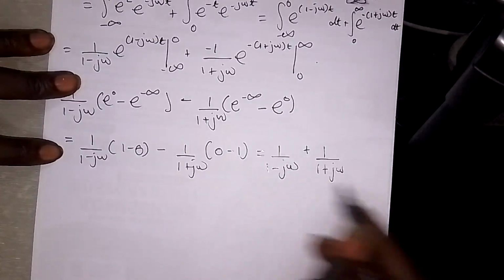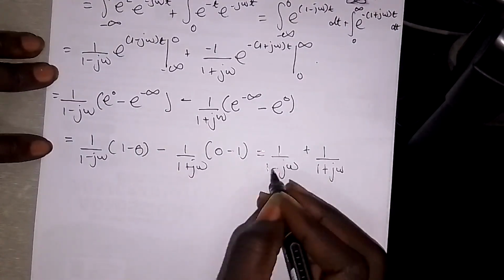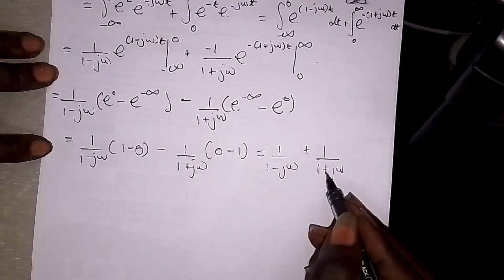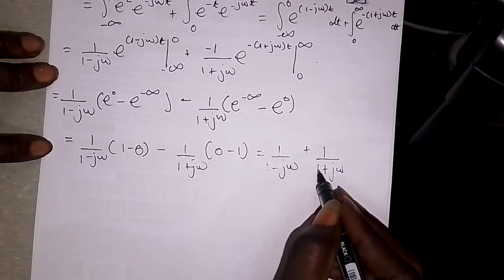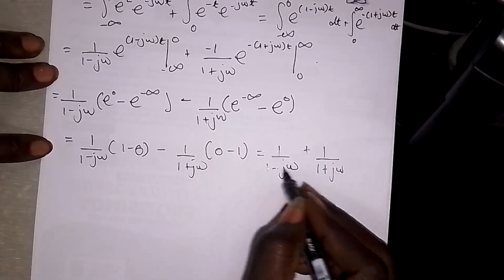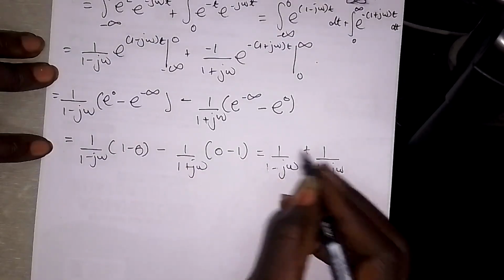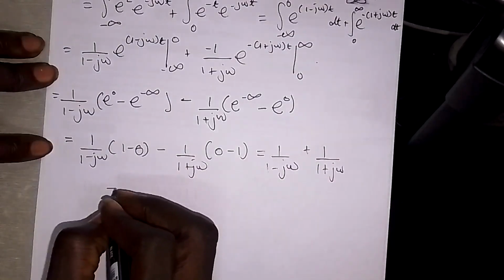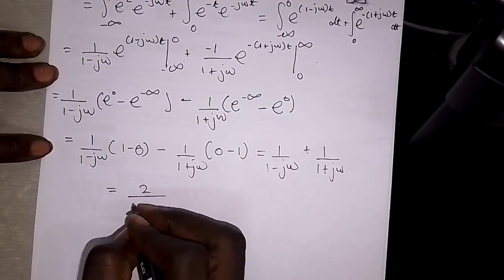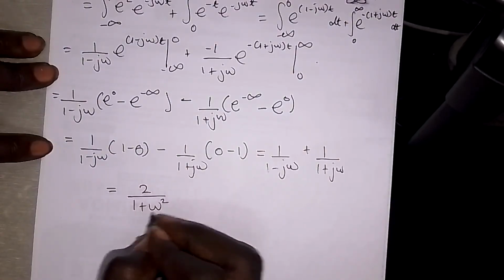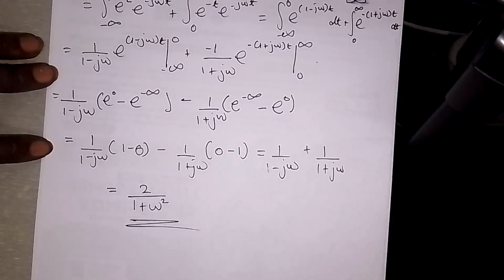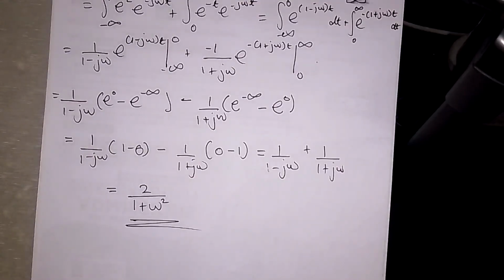If I add these, this plus this will be 1. This times this, positive; this times this, negative. They will cancel each other. This times this will be plus omega squared, and on top I'll get 2. So I'm going to have 2 over 1 plus omega squared. That will be the answer for this aspect.